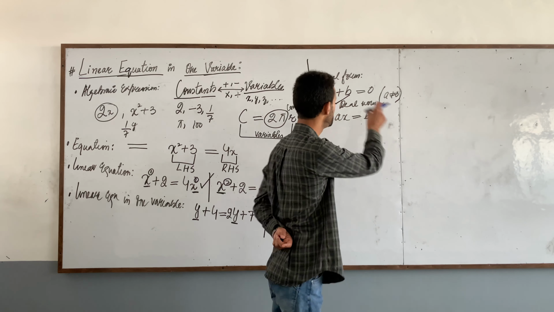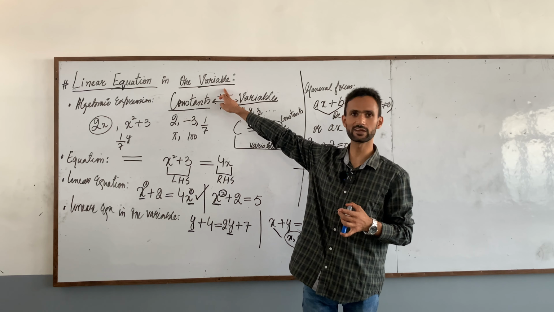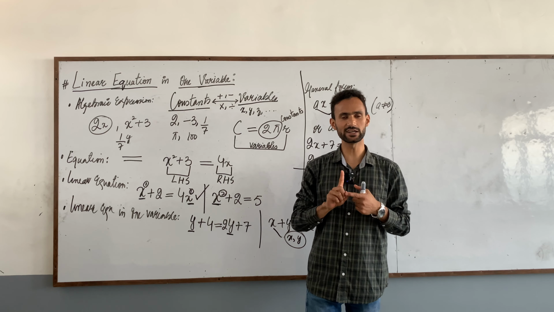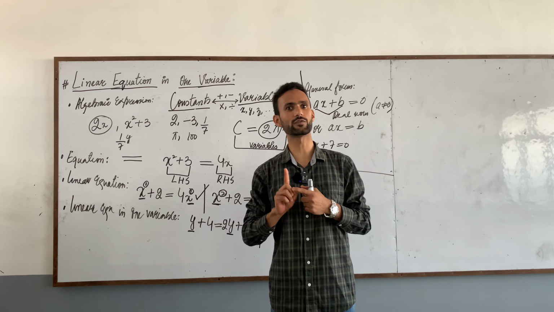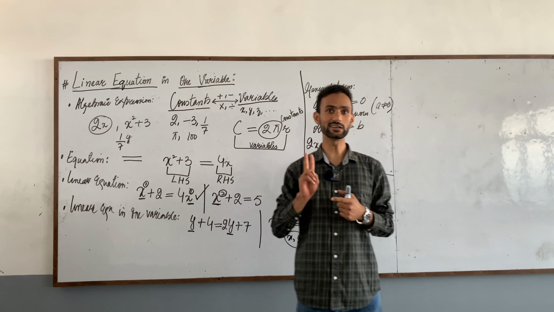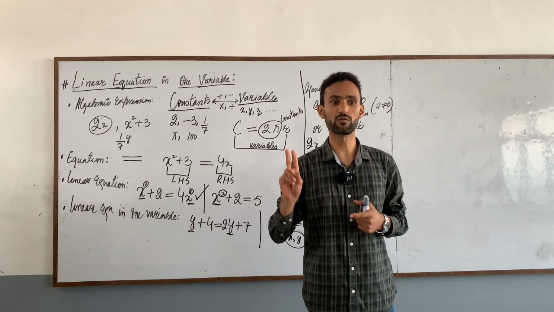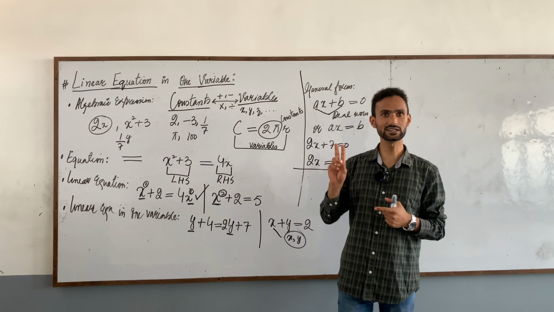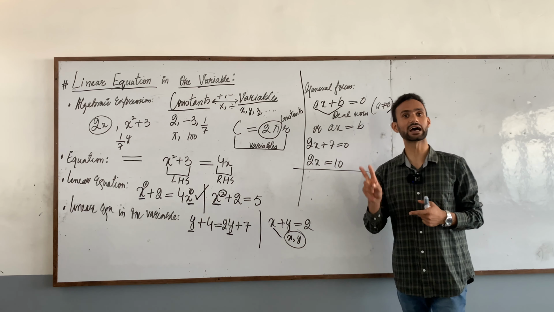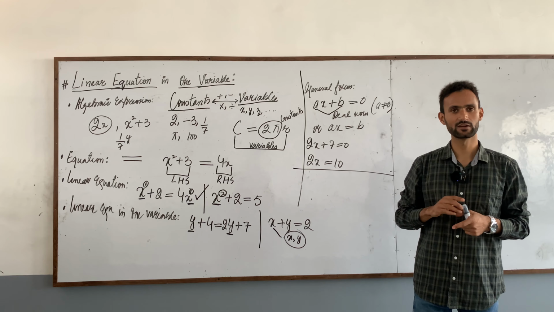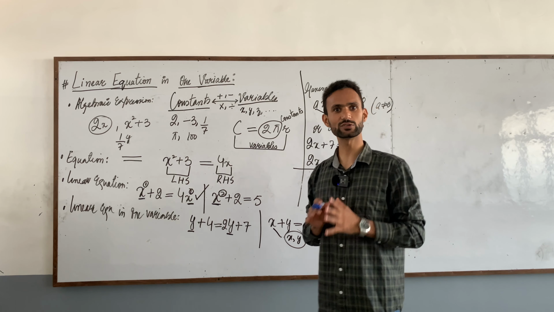Thus we can conclude that a linear equation in one variable has three conditions. The first condition is there should be a sign of equality, right? The second condition is there should be only one variable, or we can say only one unknown quantity. The third condition is that the highest power or exponent of the variable involved is 1, right? I hope you have understood this concept very well.